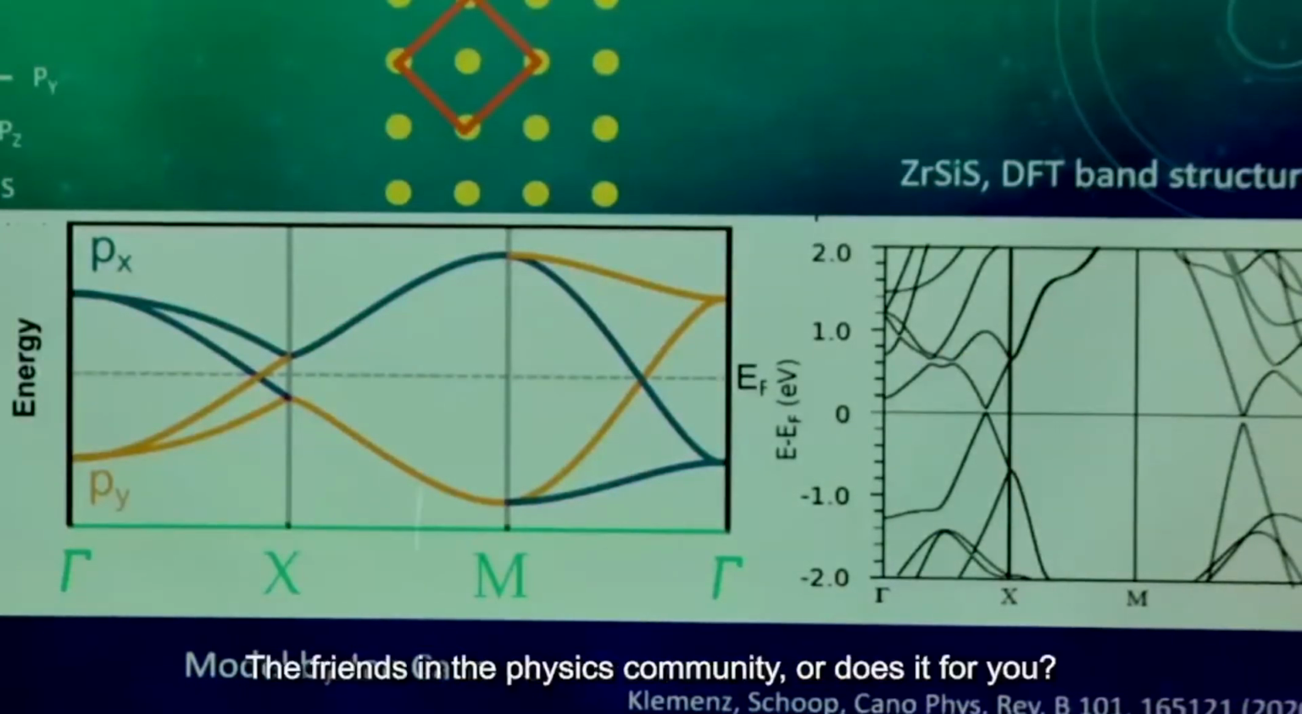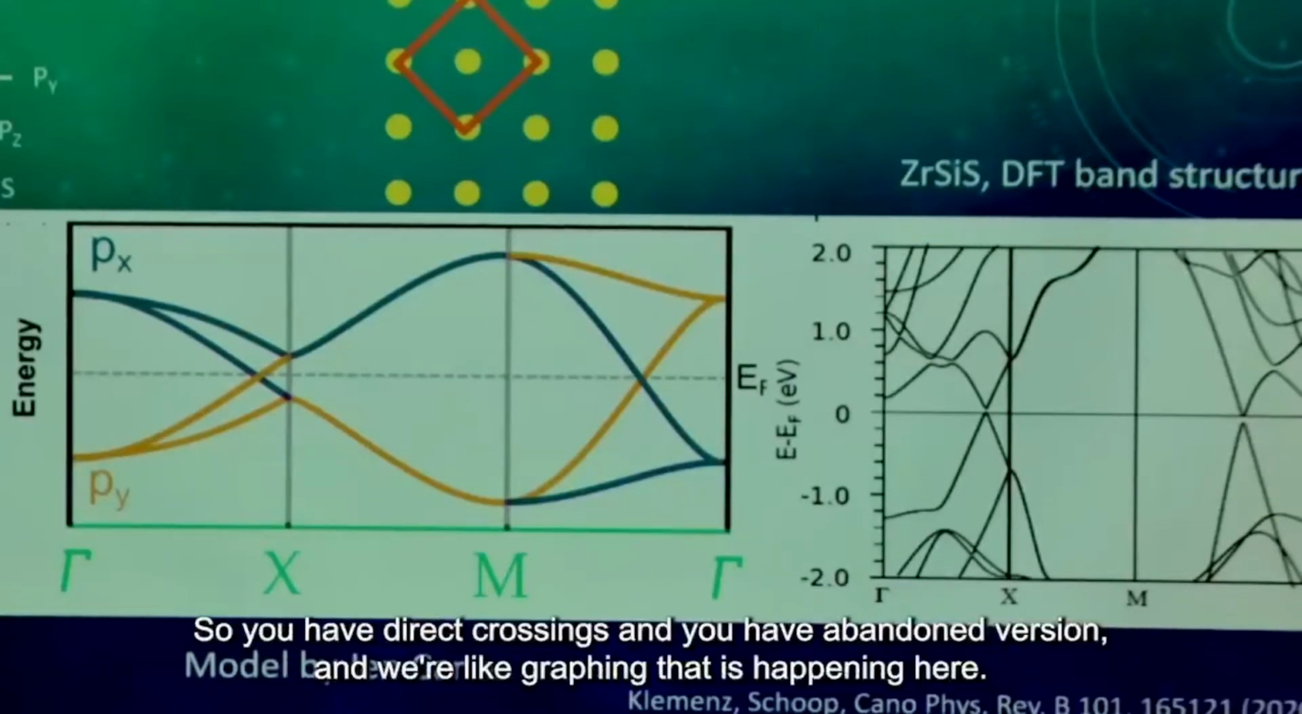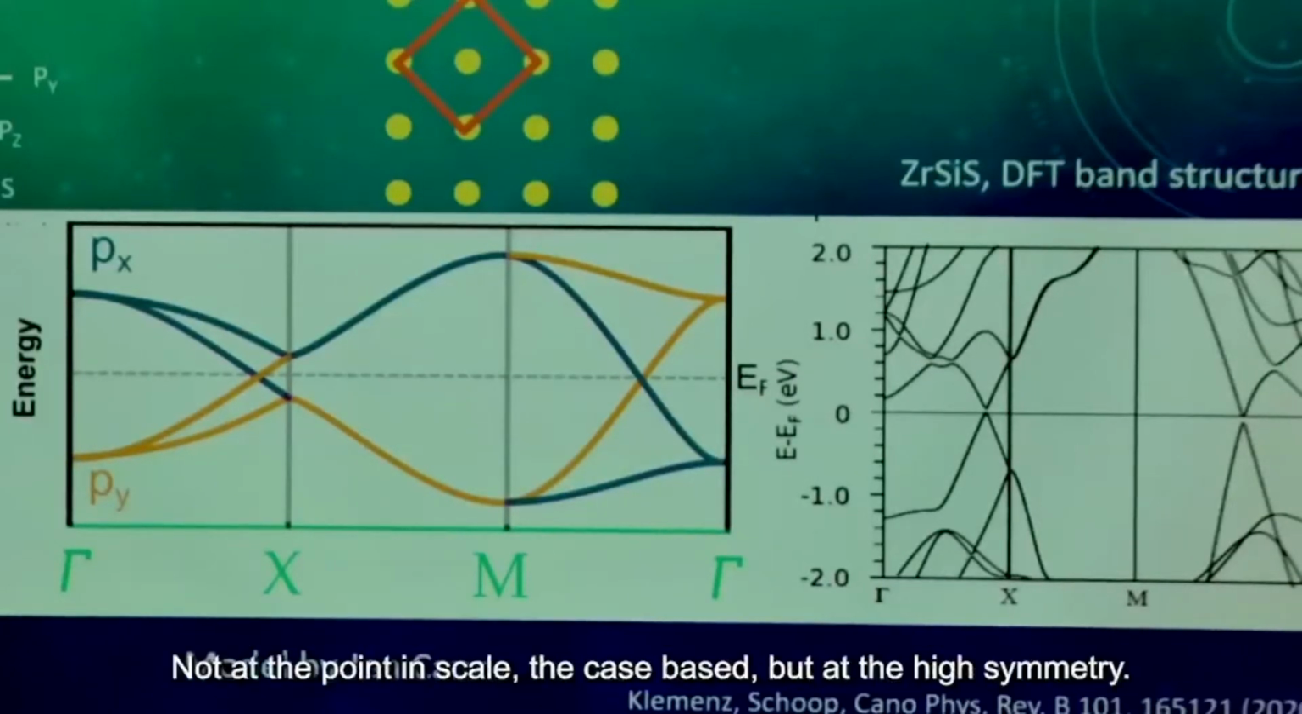You can then also go ahead and write down a tight binding model, if you're a chemist like me, with a friend in the physics community who does it for you. And then you get a beautiful tight binding model here with steep Dirac crossings, and you see how the px and py orbitals cross inward. So you have Dirac crossings and a band inversion, unlike graphene, that is happening here not at a point in k-space, but at the high symmetry.